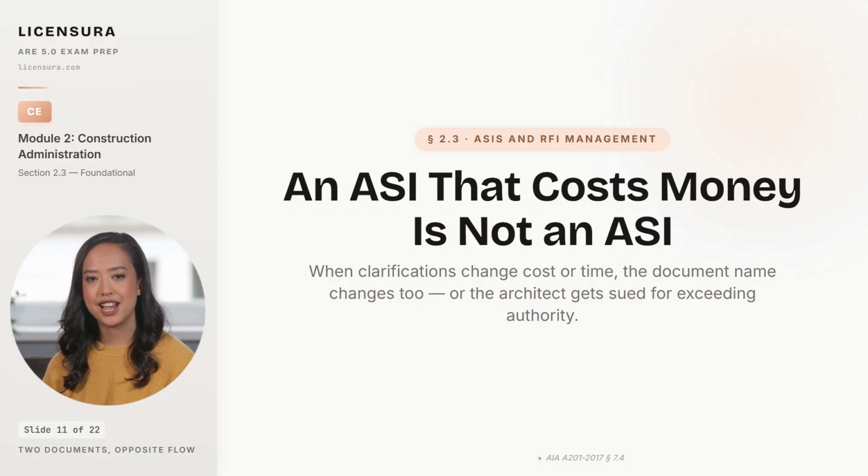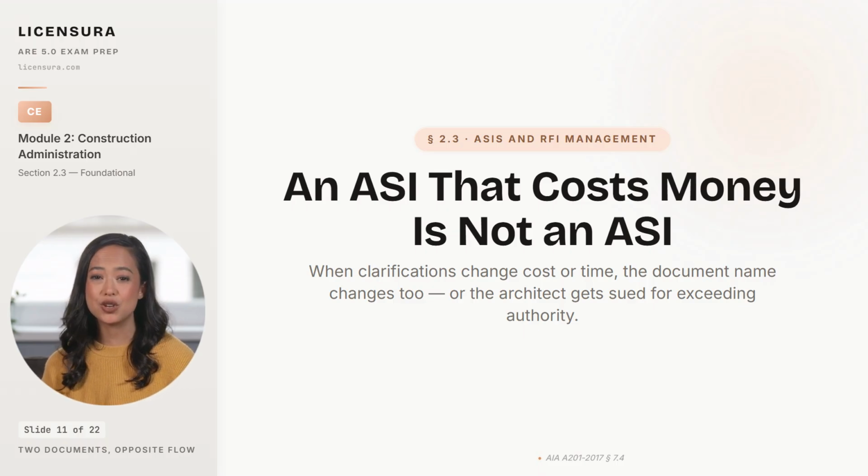Most architects can name the difference between an RFI and an ASI on a good day. But under exam pressure, the two start to blur, and the blur is exactly where the wrong answer lives. An RFI flows from contractor to architect. The contractor asks, the architect answers. An ASI, the architect's supplemental instruction, flows in the opposite direction. The architect issues, the contractor receives. That is the easy half.